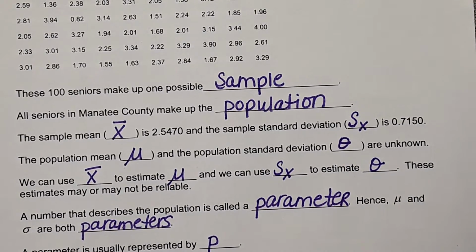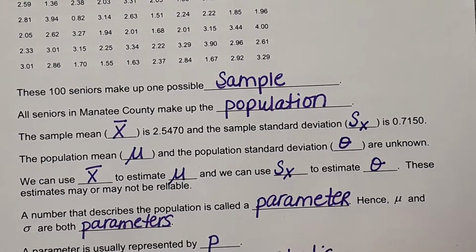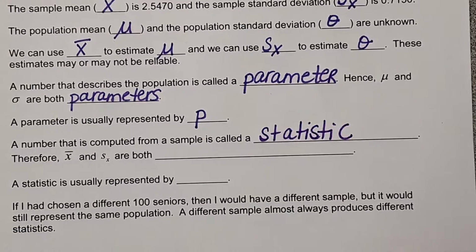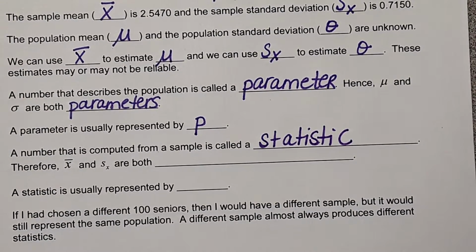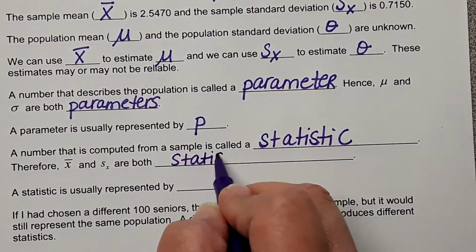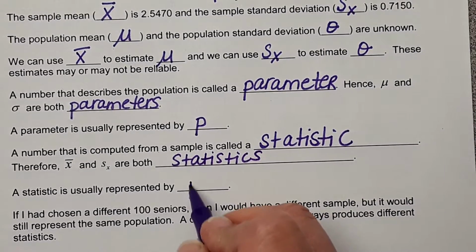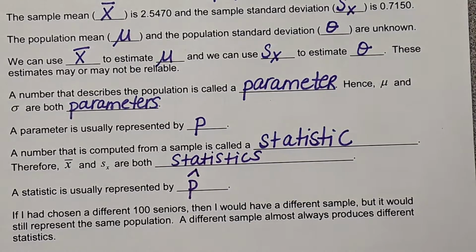A number that is computed from a sample is called a statistic. Therefore, X bar and S of X are both statistics. And then we have a statistic is usually represented by P hat. If I had chosen a different 100 seniors, then I would have a different sample, but it would still represent the same population. A different sample almost always produces different statistics.